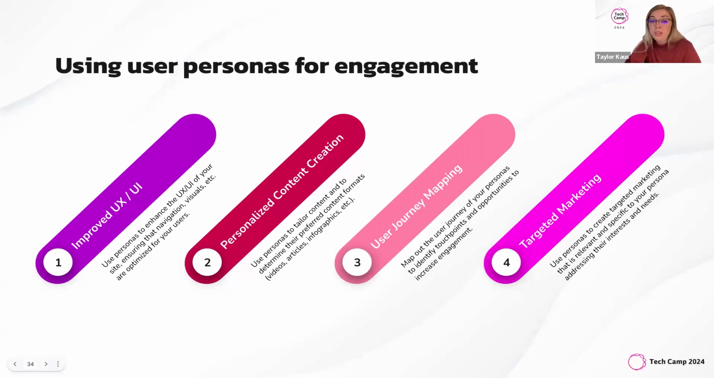They can also be used for personalized content creation. By understanding the preferences, behaviors, and needs of different personas, you can create content that resonates more deeply with each group, both in terms of what the content is and also how you deliver this content. Number three, user journey mapping. Personas help in mapping out the user journey by highlighting the touch points and interactions that are most significant for different user groups. This understanding allows you to optimize these touch points to keep users engaged throughout the journey.